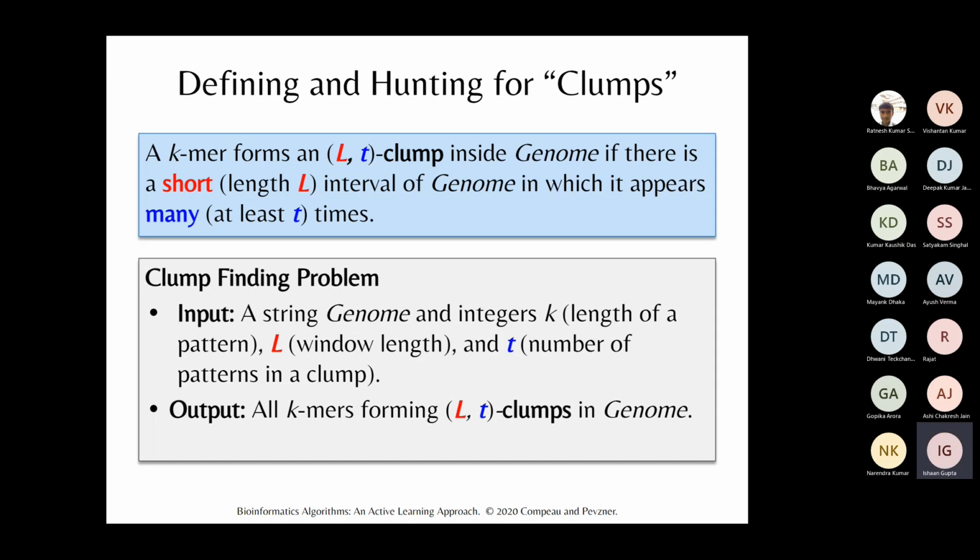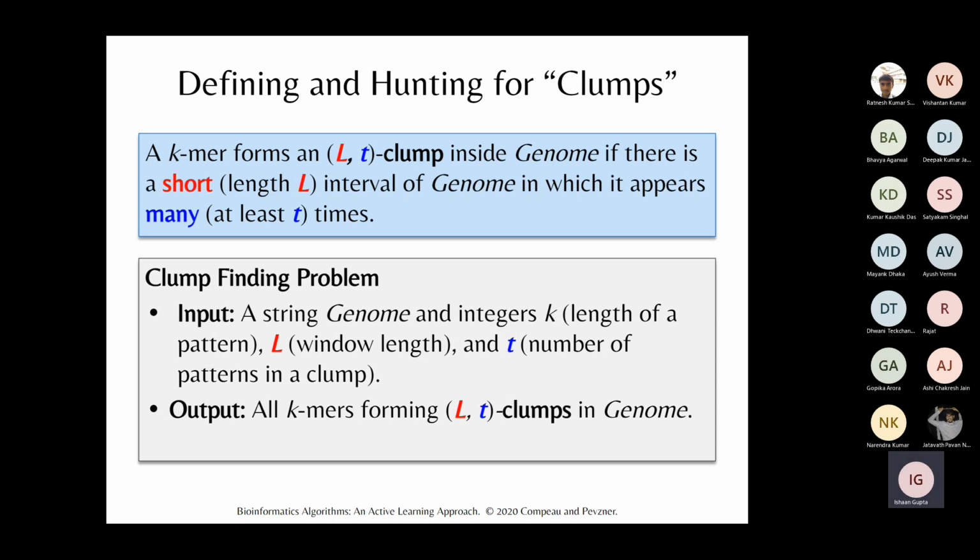So computationally, if you were to define this problem, the clump finding problem becomes: the input is a string, the genome. Then you have integers k, which tells you the length of the DNA A box binding site, and the length of the window L. So L defines the probable region in which you are going to find this clump, or this high occurrence of frequent words of length 9 or length k, and t is the number of patterns in such a clump. All right, and the output would be all k-mers forming (L, t) clumps in the genome.